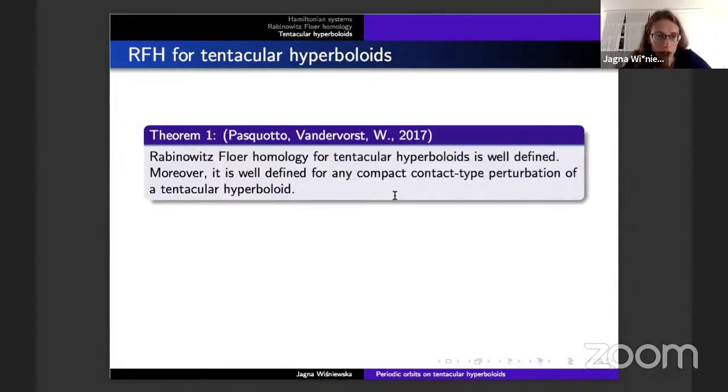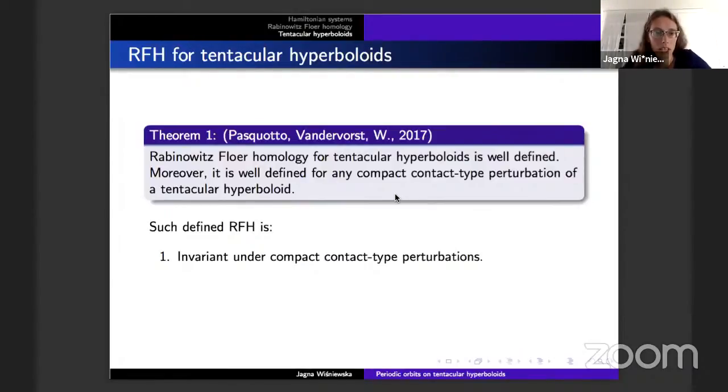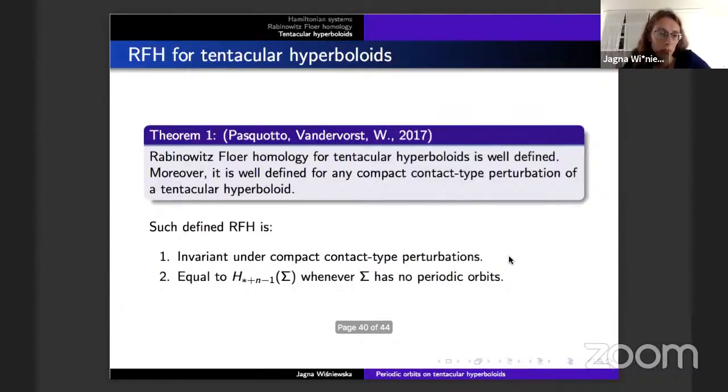And this extension of Rabinowitz-Floer homology does satisfy the properties that we wanted it to satisfy. It is invariant under compact contact type perturbations, and it is equal to the shifted singular homology whenever sigma has no periodic orbits. These are the most important properties that we were looking for, and it does satisfy them. So that's great, we are happy. But now the question is, we have those relations, but can we actually compute the Rabinowitz-Floer homology itself? That's a totally different question, which I was asked quite a lot after publishing that. But the good thing is, yes, we can.